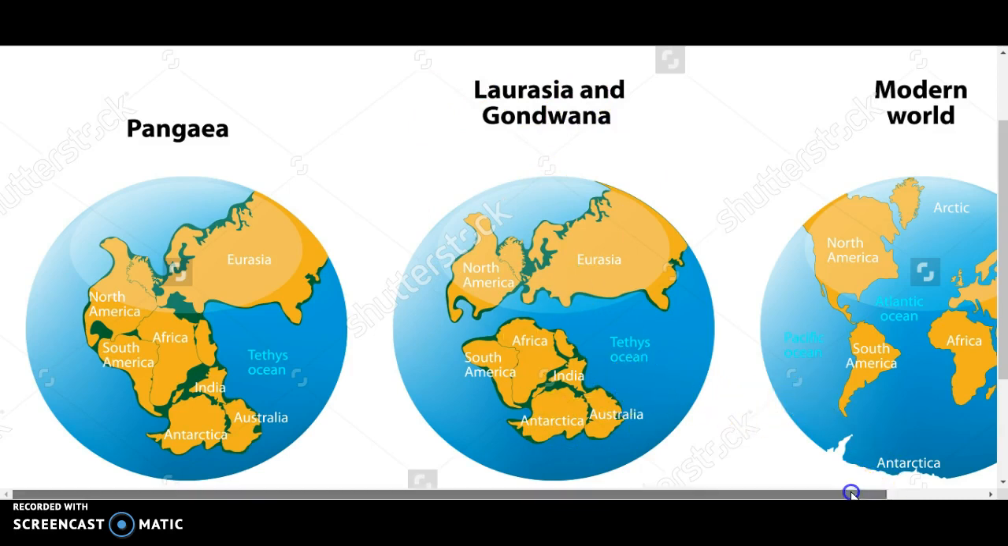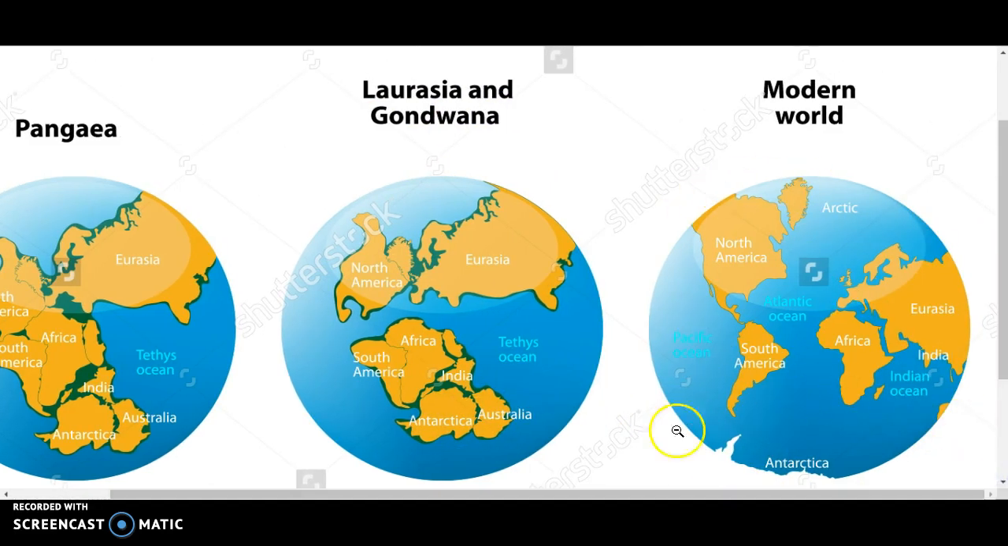And afterwards, we have the planet Earth as we have nowadays. But why did the ancient continents move apart? Well, there is a reason. The reason is called the tectonic plates. And what are the tectonic plates?